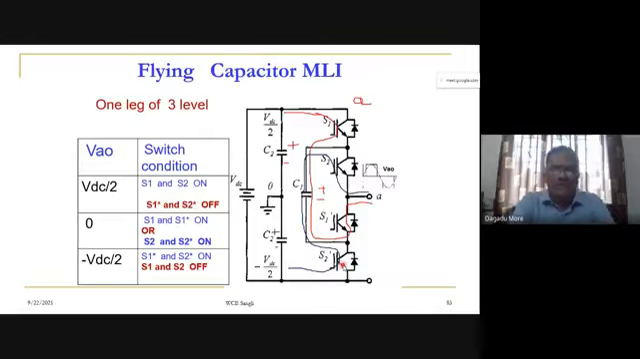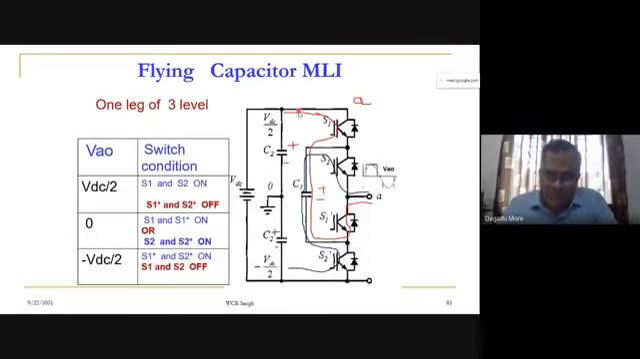So earlier we discussed the concept of complementary pairs. This concept is not applicable here. We can't use the concept of complementary pairs because here S1 and S1 star are on simultaneously, and because of the circuit configuration of this flying capacitor multi-level inverter, we can't use that concept. So S1 and S1 star can be on simultaneously, whereas in the case of the diode clamp this is not allowed.